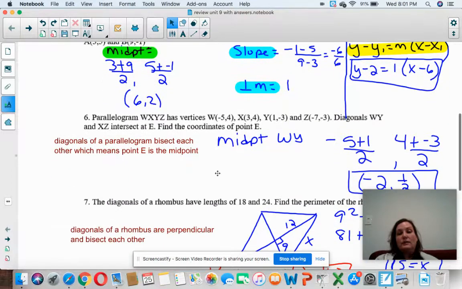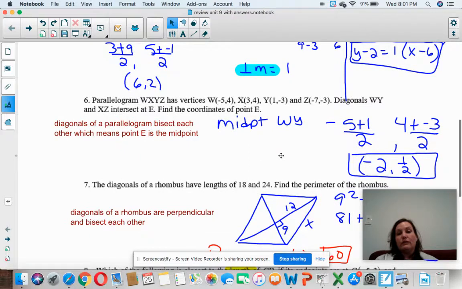So all I'm doing is finding the midpoint of WY or XZ. It doesn't matter which one, but you need to make sure that you're finding the midpoint of the diagonal, not the midpoint of a side. So again, it's WY. I add the x's, divide by 2, I get -2. Then I add the y's and divide by 2 and I get 1/2. If you had done it with XZ, you would have gotten that same point because those diagonals are meeting right there in the middle.